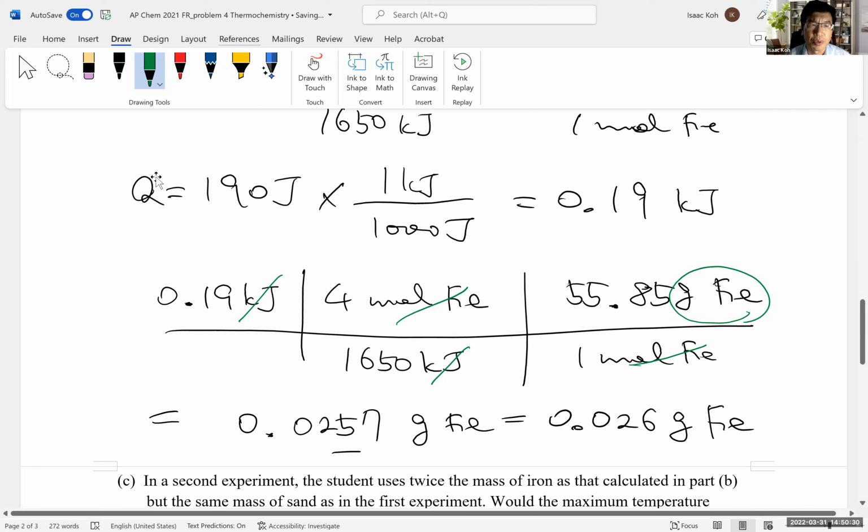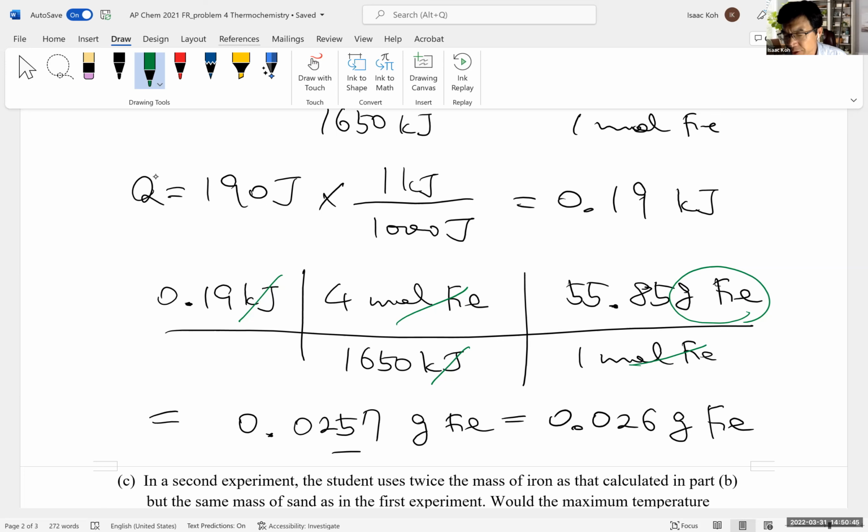Let's calculate it: 0.19 times 4 over 1,650 times 55.85. Plugging those values into the calculator, we get 0.0257 grams of iron. This has 2 sig figs, so we need to represent our answer with 2 sig figs. With 0.0257, the 7 means we round up: 0.026 grams of iron required to make the reaction go and produce that much energy.